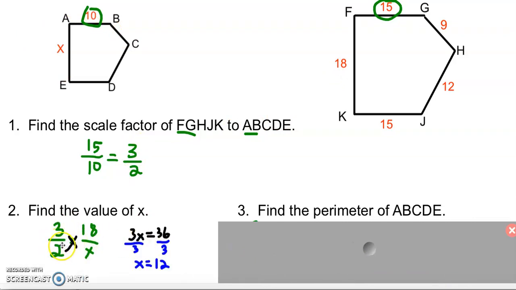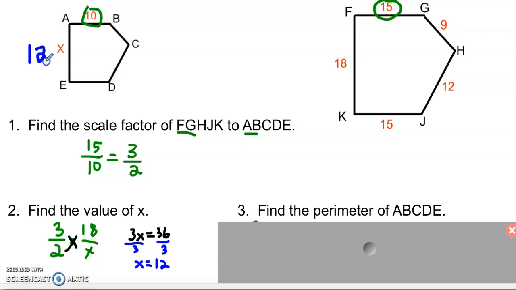And then when I cross multiply, 3 times x is 3x. 2 times 18 is 36. So I get 3x equals 36. And then when I divide by 3, I get x equals 12. So this value right here of x is actually going to be 12.